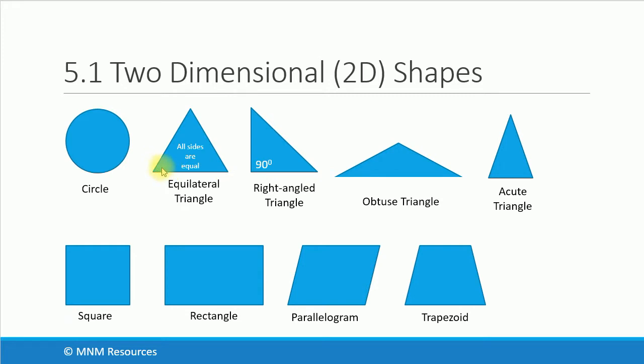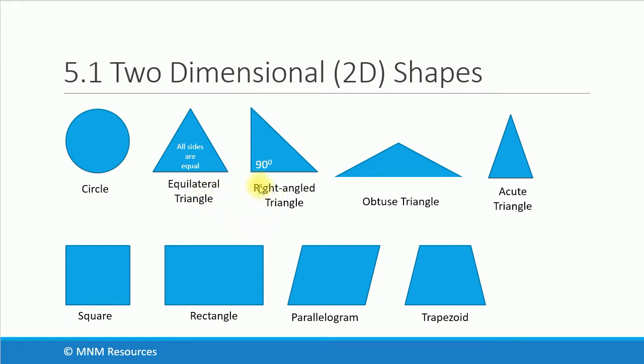This means all the angles also here are the same. A triangle's total angles add up to 180 degrees. And if each of these angles are the same, each of these angles is 60 degrees.